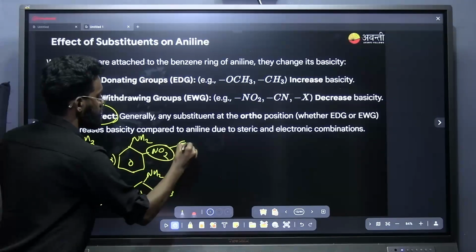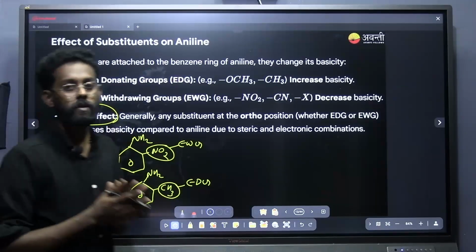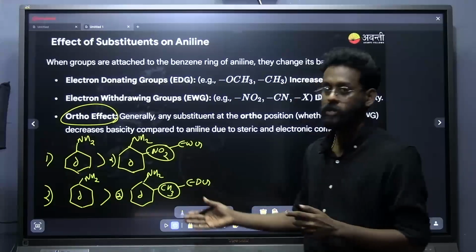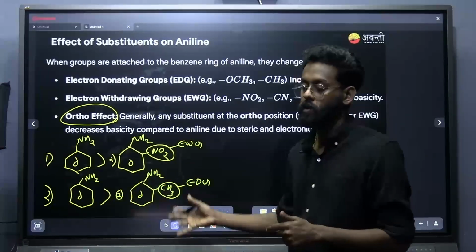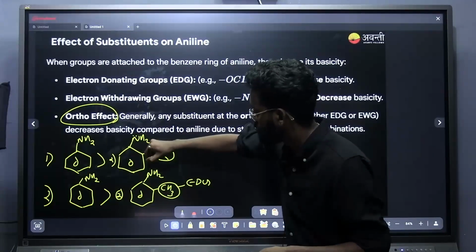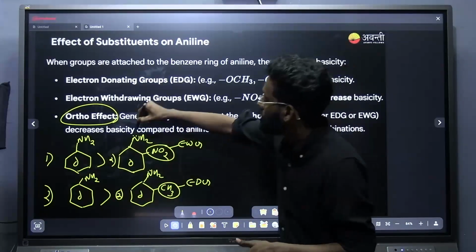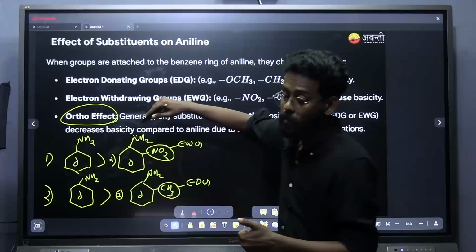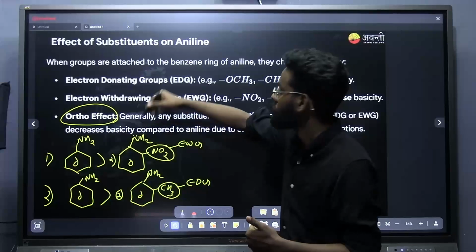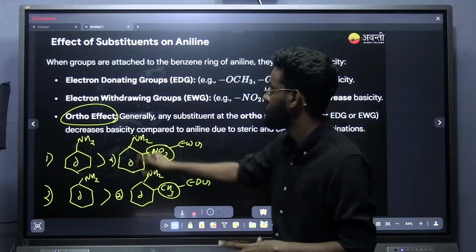Here this is an electron withdrawing group and this is an electron donating group. That is, in the case of aniline, if I am attaching an electron donating group or electron withdrawing group in the ortho position, there will be steric inhibition of resonance. Due to the steric inhibition of resonance, there won't be any proper delocalization of electrons. As there is no proper delocalization, the lone pair in nitrogen won't be electron rich enough. Because of that, it won't be available much for donation, so its basicity will decrease.